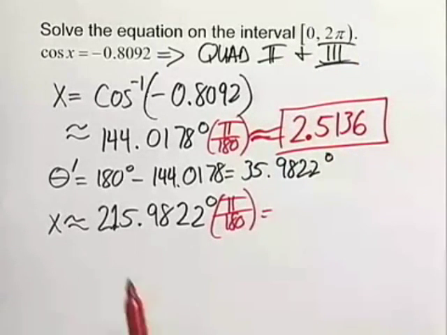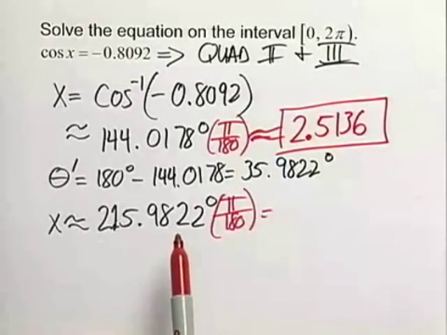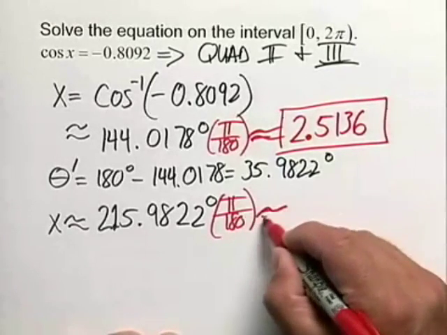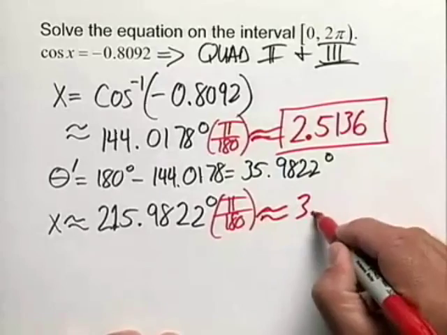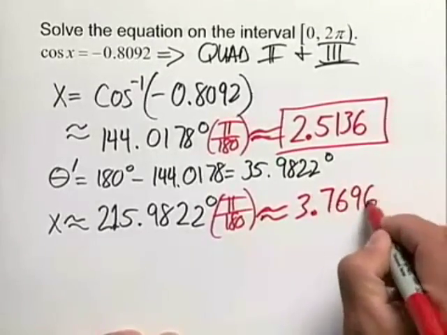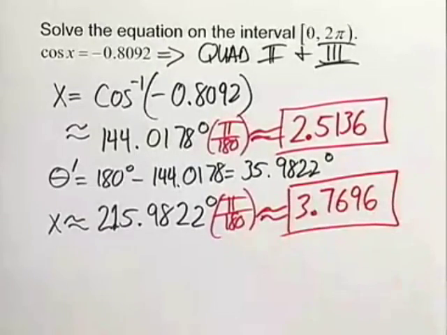In a similar fashion, 215.9822 degrees times pi over 180 will give us an approximate radian answer of 3.7696, 4 decimal places. So we've done it. We've solved the equation cosine of x is equal to negative 0.8092.